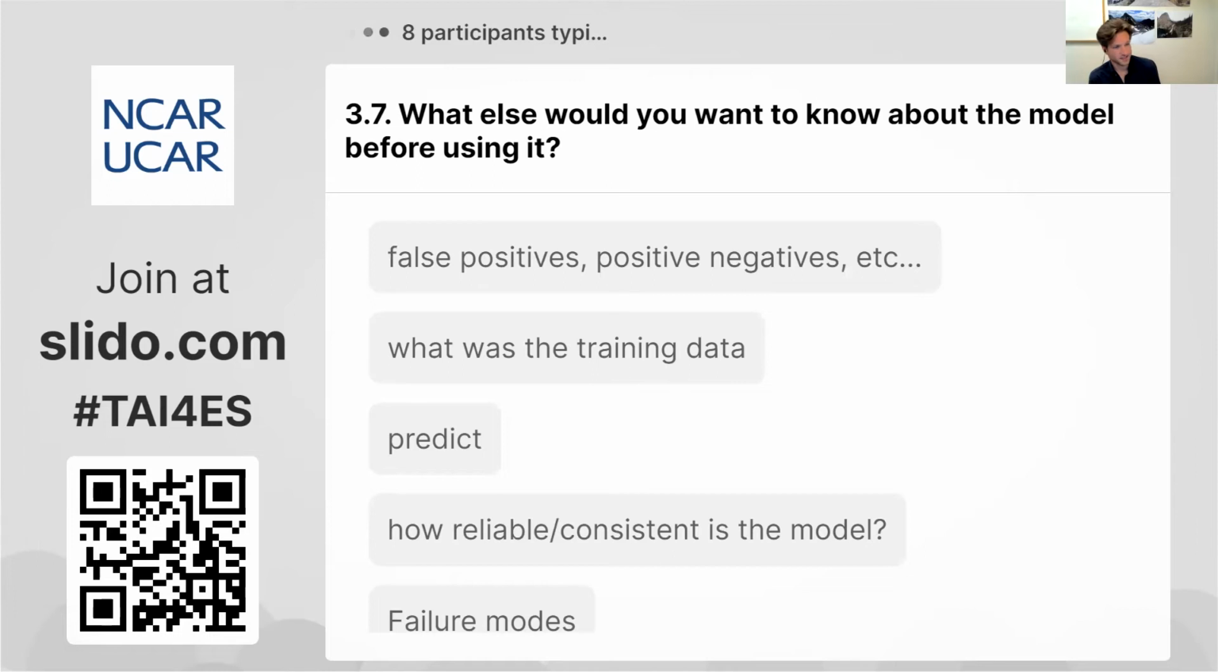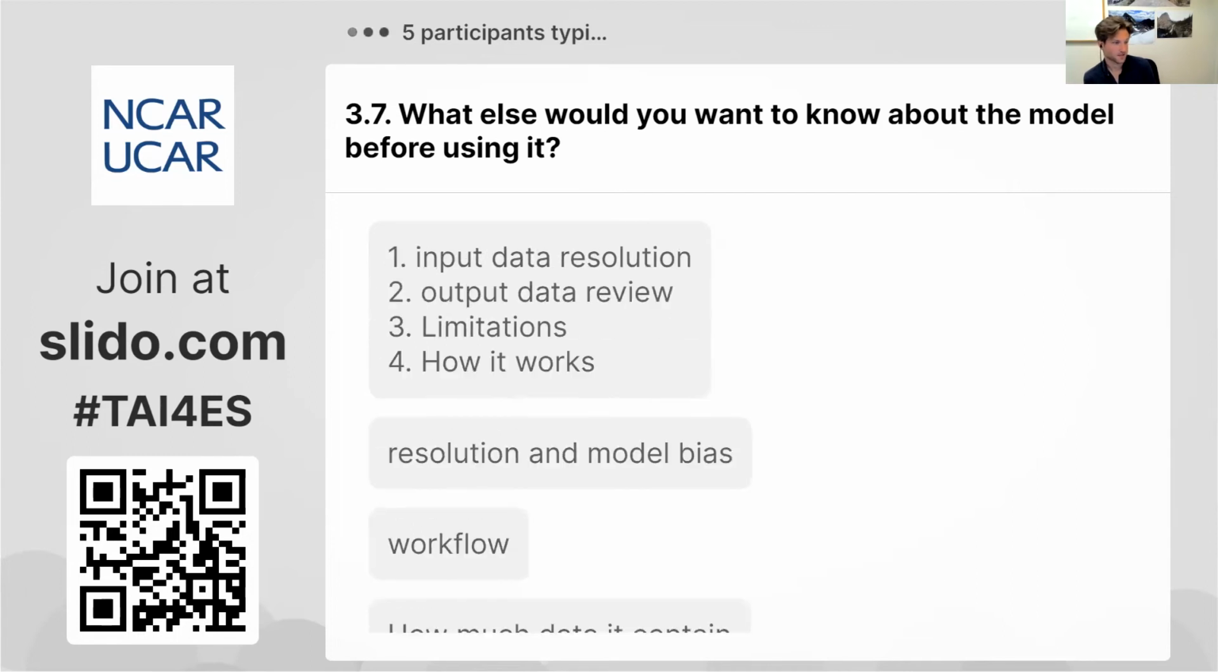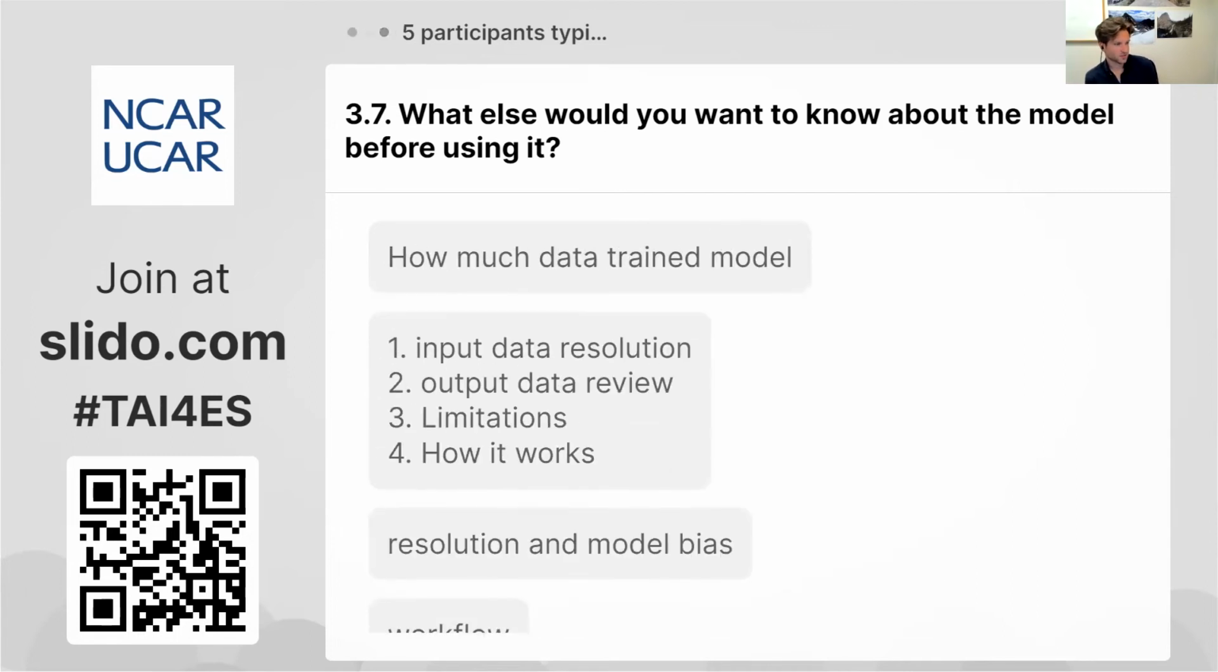False positives, negatives, etc. How much data it contains? The workflow, like how do you use it and how is it made? Input data resolution, limitations, how it works, resolution and model biases, how much data was trained on. These are all great.